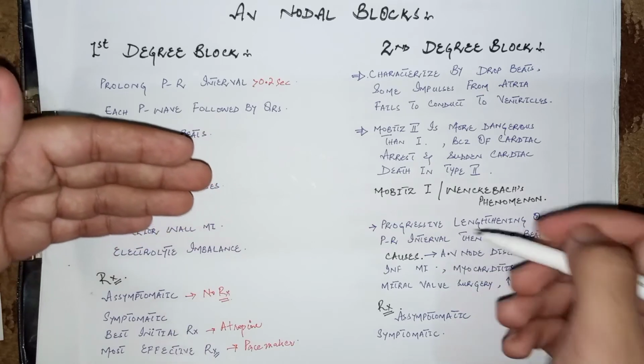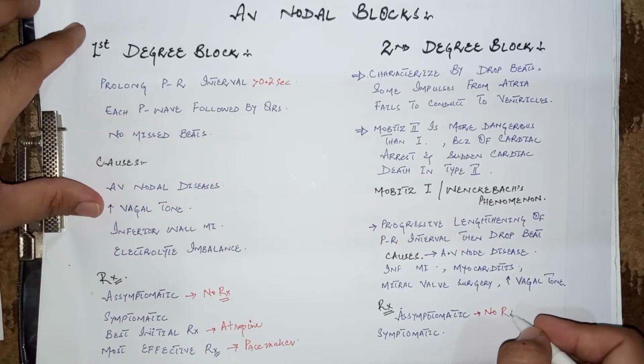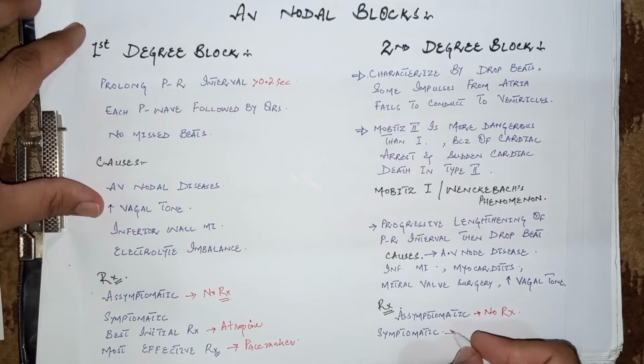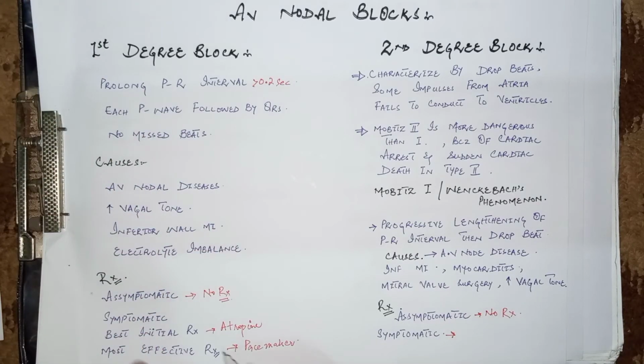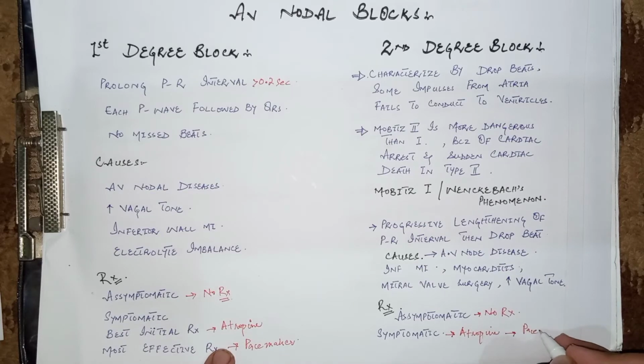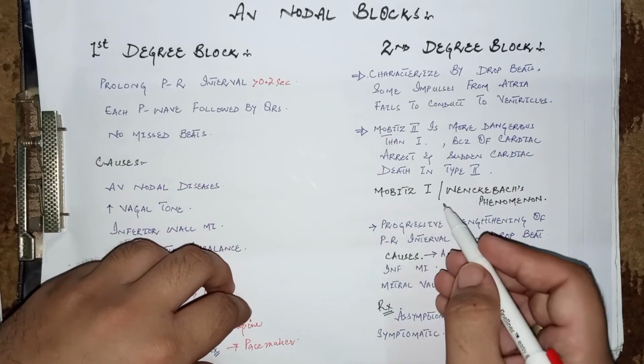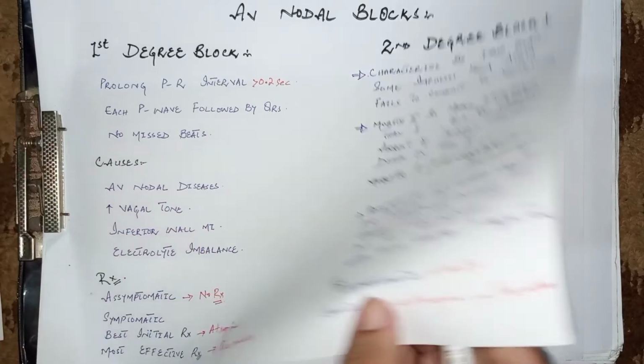The management includes, if the patient is asymptomatic, then no need to give any intervention or any treatment. But if the patient is symptomatic, we have to give the patient atropine first and then followed by pacemaker implantation. So this is the treatment of Mobitz type 1 second degree AV nodal block.